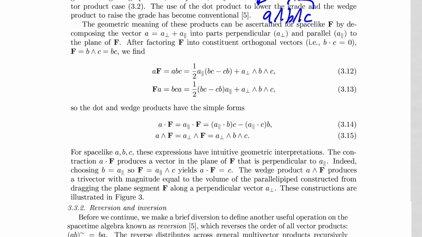The geometric meaning of these products can be ascertained for spacelike F by decomposing the vector A into a rejection and a projection part, perpendicular and parallel to the plane. After factoring F into its constituent orthogonal vectors, F equals BC, we can write out this expression. Oh, so this is a nice algebraic expression of that picture we saw.